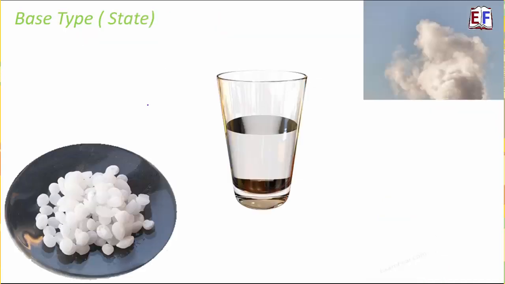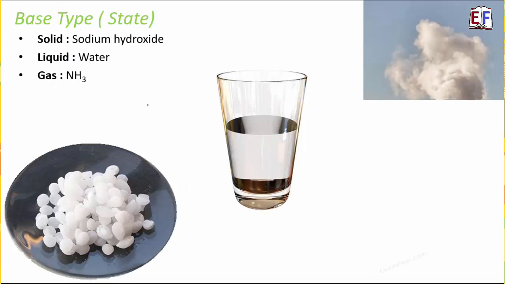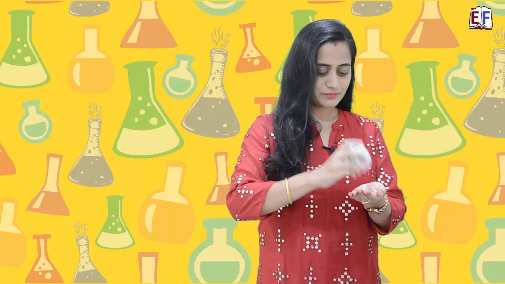Let's also talk about solid, liquid and gas forms of bases. An example is sodium hydroxide, which is in the solid form, as you can see in the picture. They are in the form of white crystals. Then you have the liquid form, which is like water. And then you have gas, NH3, ammonia. It is in the gas form, but this is also a base.